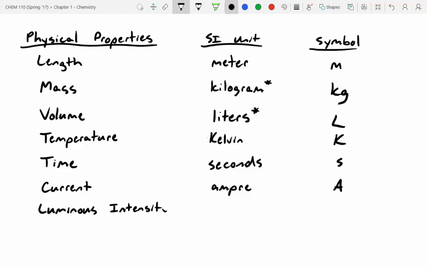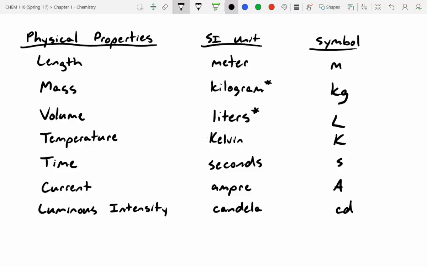This is typically how bright something is, and this is measured in candela, which is abbreviated CD. This is pretty common now for studying solar panels or how bright a molecule is.